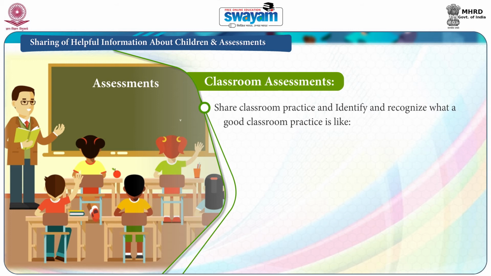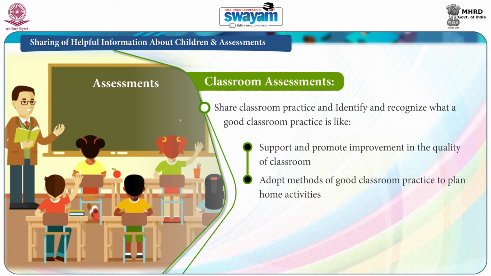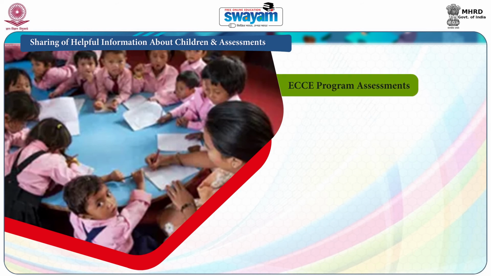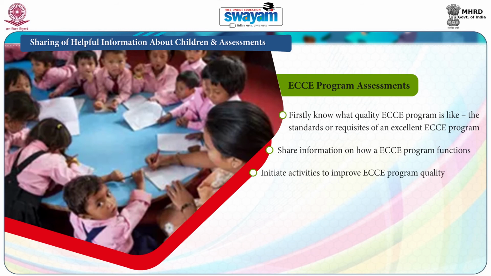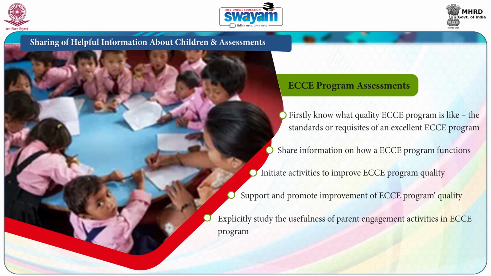Share classroom practice and identify and recognize what a good classroom practice is like. Support and promote improvement in the quality of classroom. Adopt methods of good classroom practice to plan home activities. The next thing is ECCE program assessments. Firstly, know what quality ECCE program is like, the standards or requisites of an excellent ECCE program. Share information on how a ECCE program functions. Initiate activities to improve ECCE program quality. Support and promote improvement of ECCE program quality. Explicitly study the usefulness of parent engagement activities in ECCE program.